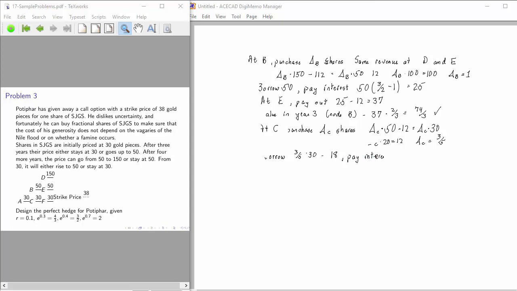He's going to be required to pay interest on that loan, so the cost of that loan is going to be 18 times 3/2 minus 18, or 9, but those are 9 year 7 dollars. The value of that amount of gold in year 3 is 9 times 2/3, or 6. And you may recall from last time that that was what we figured out to be the value of this option at node C. Now what do we do at node A?